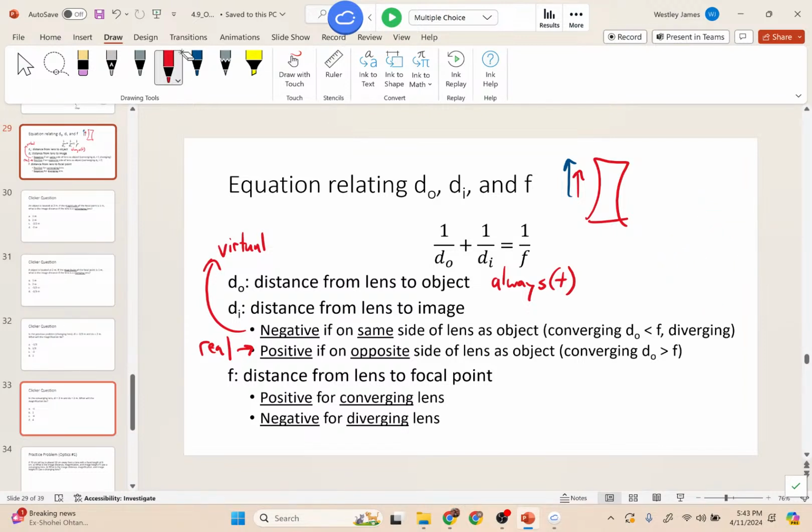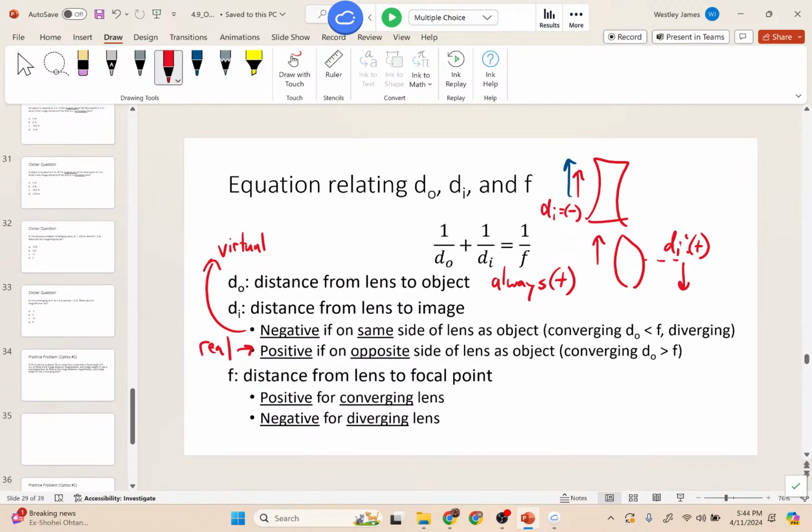To be honest, if you're worried about forgetting it, just write it on your formula sheet. DI is negative. DI is positive. There you go. The DI is the hard one to remember. The other ones: DO is always positive, F positive for converging, F negative for diverging. All right.